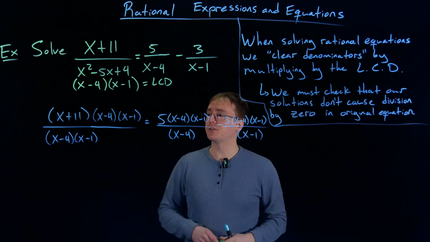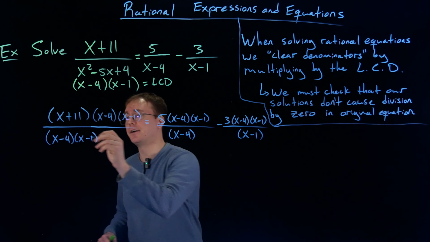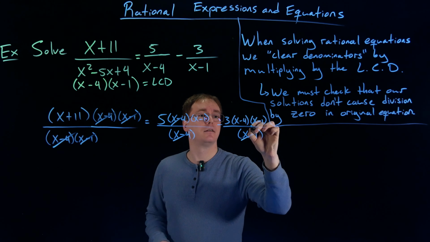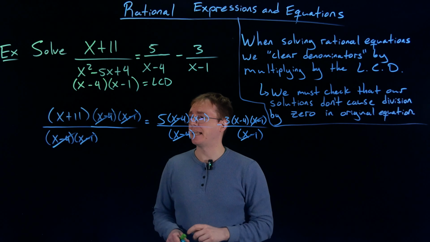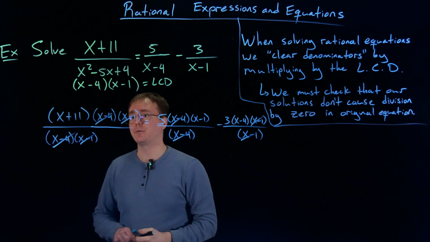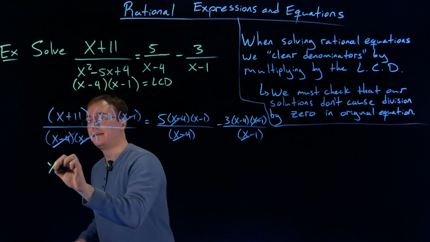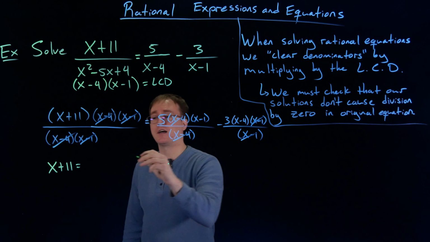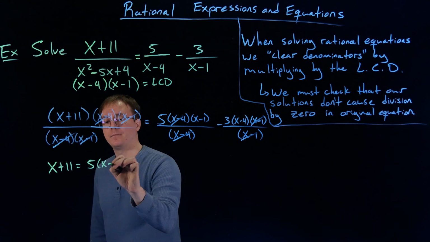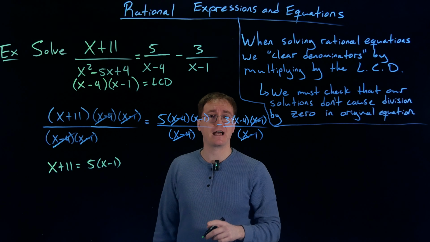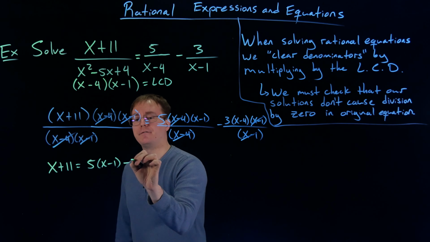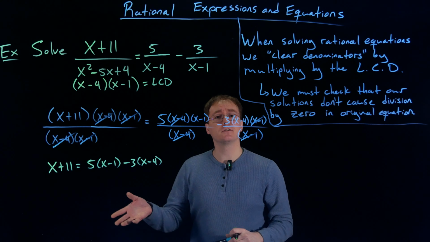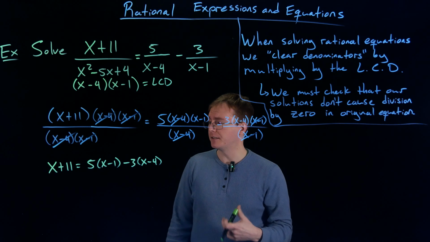All right, so we've multiplied both sides of our equation by the least common denominator. Now we get the fun part of canceling common factors out. And all the denominator factors should cancel out if we did this correctly. Let's go ahead and see what is left over. On the left-hand side, it looks like we just have x + 11. On the right-hand side, we have 5 times the quantity x − 1. That's what's left over from that first fraction. And from the second fraction, we have negative 3 times the quantity x − 4. And so now we have cleared the denominators and we just have to solve this resulting linear equation.